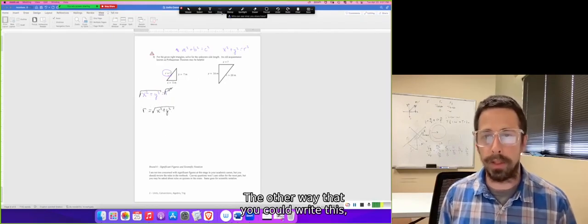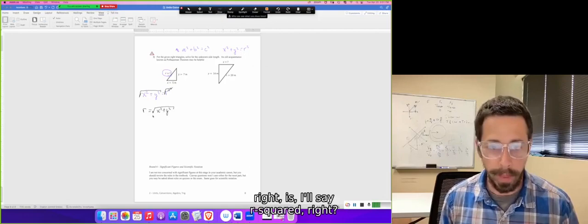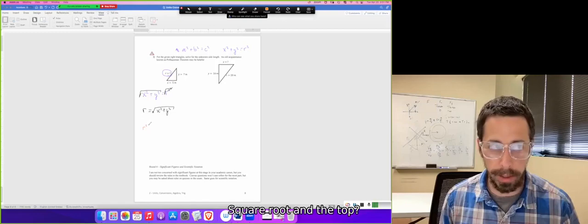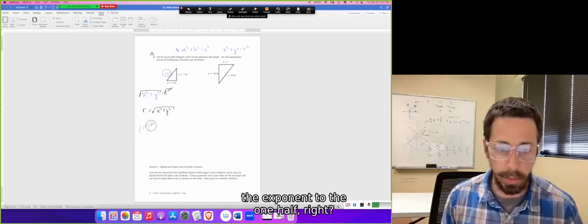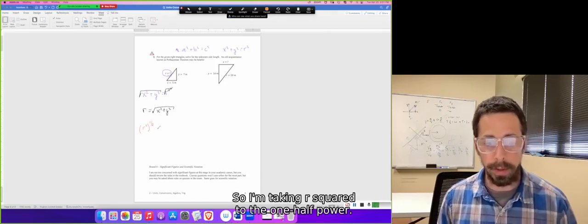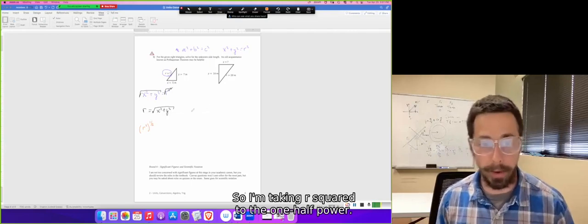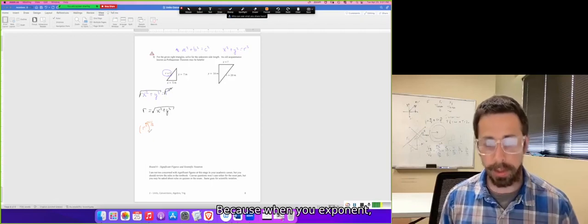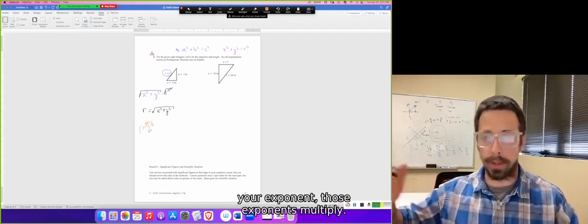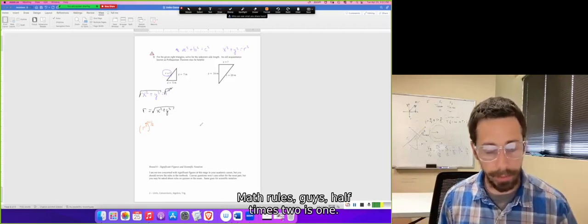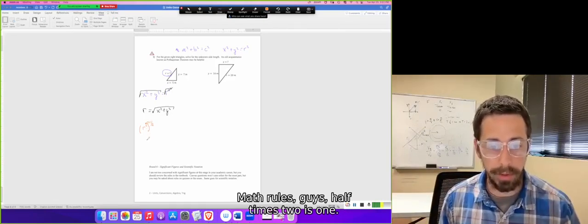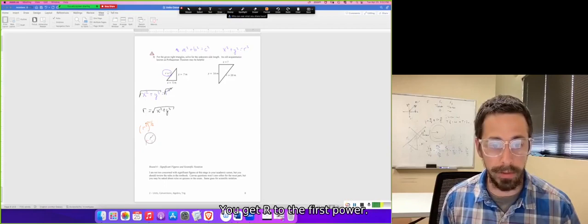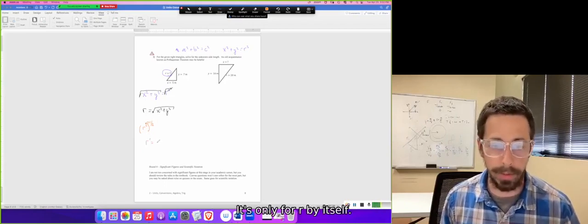The other way that you could write this is I'll say r squared. How do I get rid of that squared? Well, I'm going to do an exponent to the exponent, to the 1/2. So I'm taking r squared to the 1/2 power. So this goes down here, and you get 1/2 times 2, because when you exponent your exponent, those exponents multiply. Math rules, guys. 1/2 times 2 is 1. So you get r to the first power.